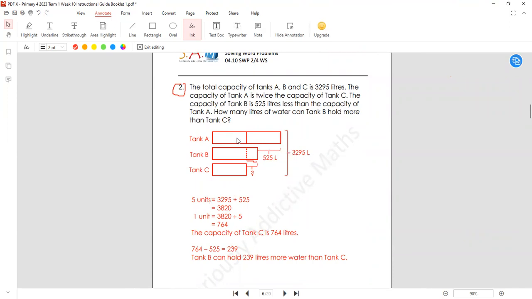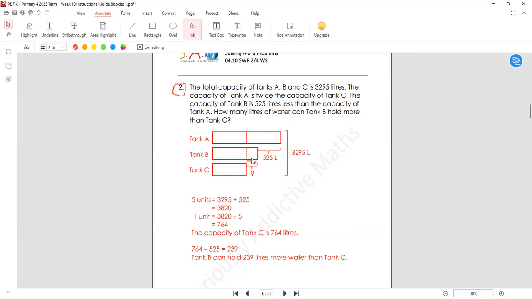5 units equals to 1. First of all, no, they'll say 4 units. So 4 units equals 3295 minus 525. But that's not the way that it works here. What is happening here is 4 units plus this unknown part equals 3295.